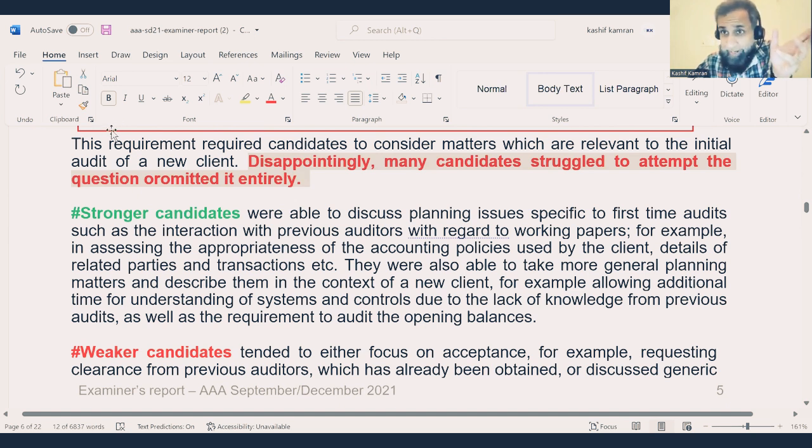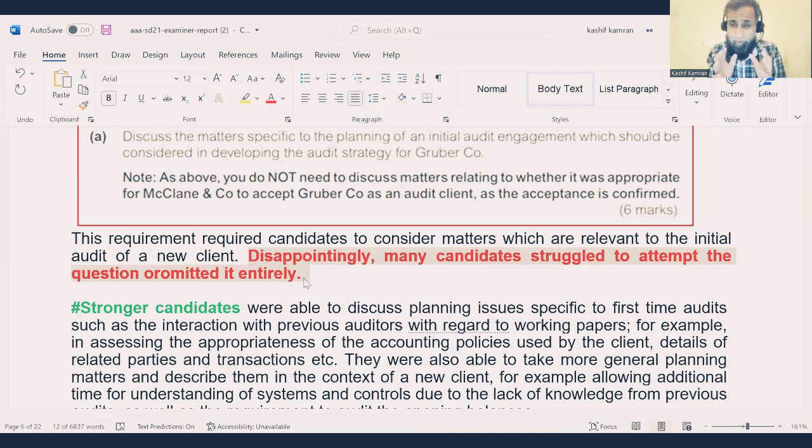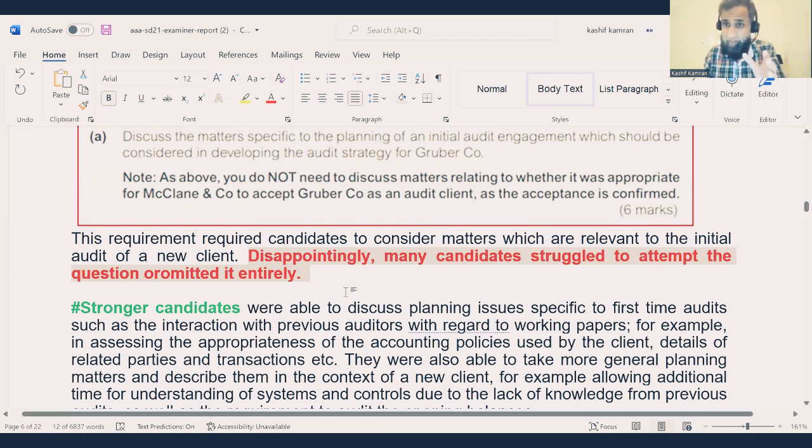I don't find what is the reason for not attempting it or struggling to attempt it. Isn't it a very simple requirement? Discuss the matters specific to the planning of the initial audit engagement. What sort of matters will you consider when you are planning the first year audit? And I'll be giving you the answer. But the examiner is saying many candidates struggled or didn't attempt it.